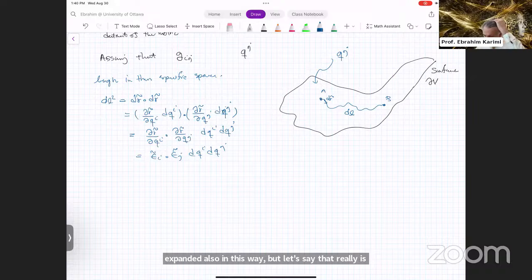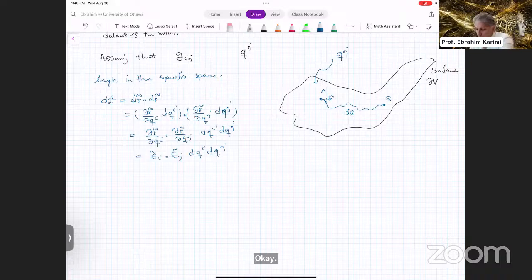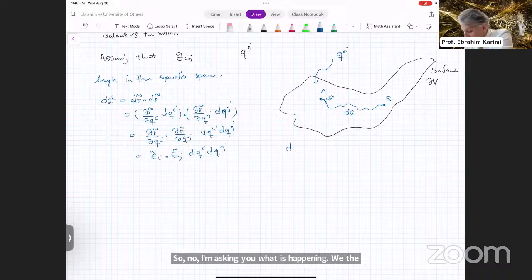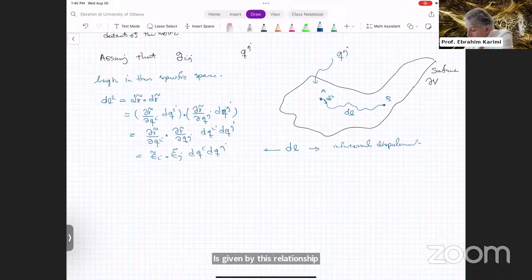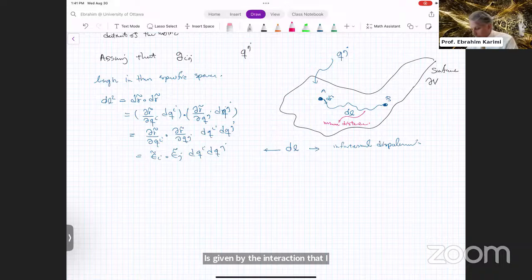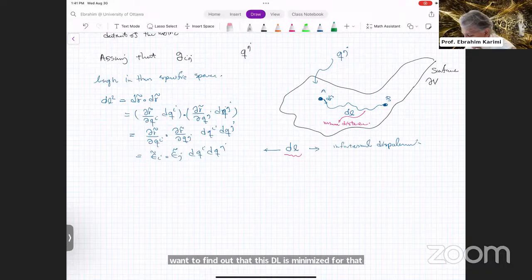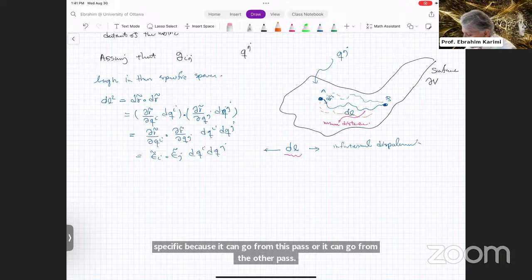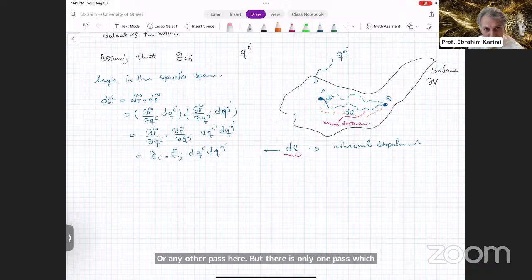So now I'm asking you, what is happening with the variation of the length? So the length that we have here, which is the infinitely small displacement, is given by this relationship. But I know that if you move from point A to point B, with this object moving freely in that space, the minimum distance is given by the interaction that I have. It looks like the Fermat principle. So indeed, what you want to find out is that this dl is minimized for that specific path, because it can go from this path or it can go from the other path or any other path here. But there is only one path for which this variation of dl is minimized.